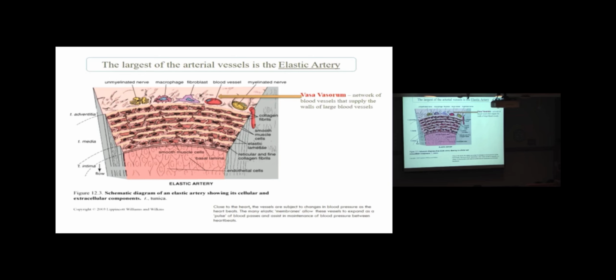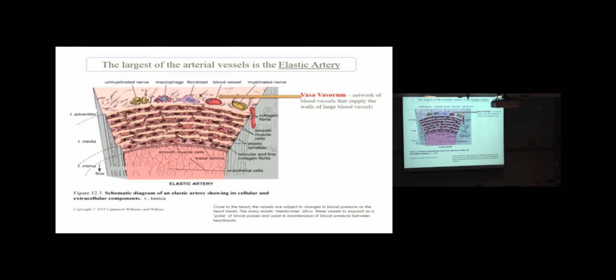But now when we get to the media, all these yellow lines, these are the elastic laminae. Even though very often you need a special stain to look at elastic fibers, in an elastic artery you don't. They're just so large and so prominent.